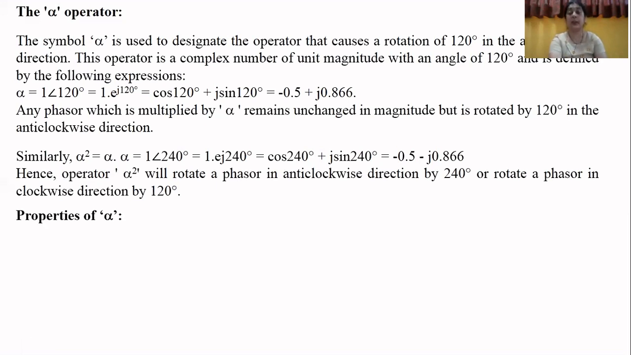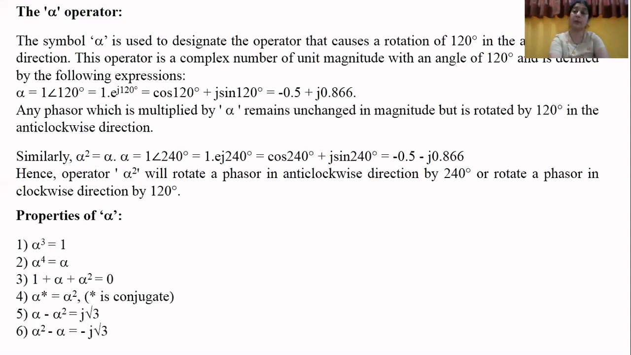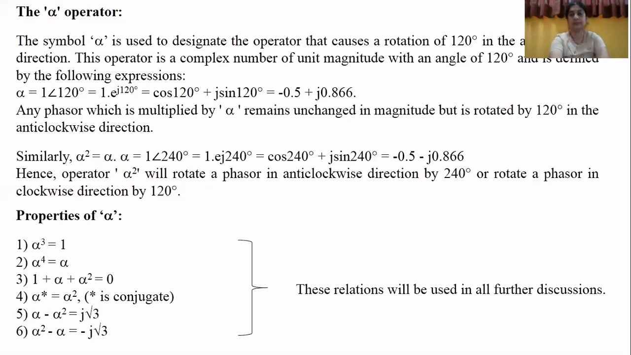Now, alpha has various properties. We have just seen alpha is 1 at an angle 120, alpha square is 1 at an angle 240, alpha cube will be 1 at an angle 360, which is nothing but equal to 1. Alpha to the power of 4 is alpha itself, 1 plus alpha plus alpha square is 0. Alpha conjugate is alpha square. Alpha minus alpha square is j root 3. Alpha square minus alpha is minus j root 3. These are some of the properties of alpha which we are supposed to understand and remember for all further uses in the analysis of the power system.